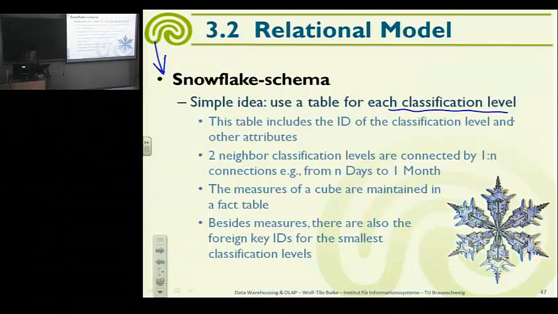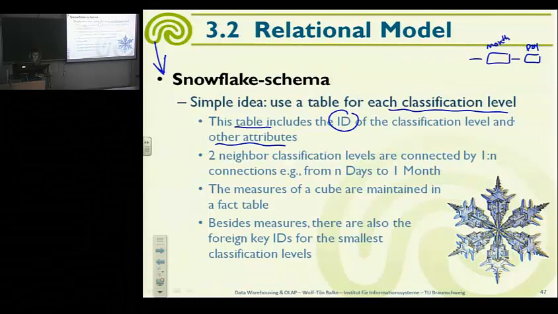So for each classification level now, we have a table that has an ID, of course, and then it has all the attributes that are associated with this classification level. So for instance, for the time dimension, that could be the day, the month, the quarter, the year. And you can also have normalization for that. So if you look at the dimension of the time, you had something like this: month, quarter, and year. This was the time dimension.